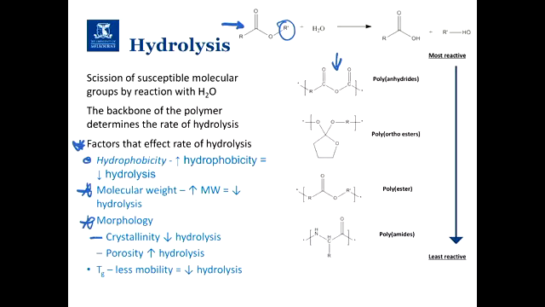But really, crystallinity reduces hydrolysis, porosity increases hydrolysis, so if it's more porous, more water can get in, and Tg, depending on what it is, there's less mobility, so if things can't move around as much, you may get less hydrolysis.